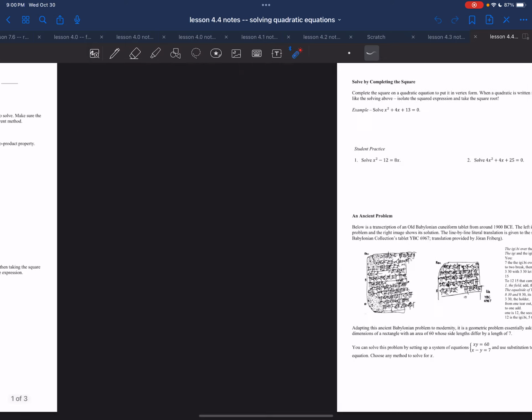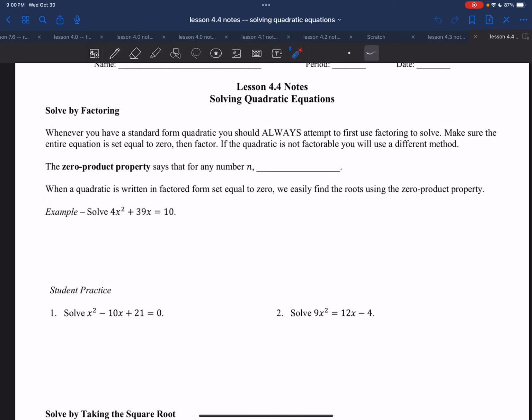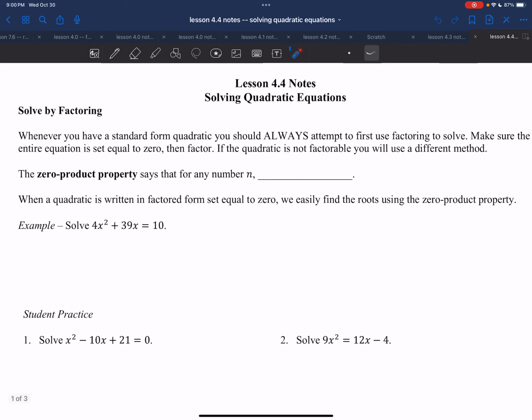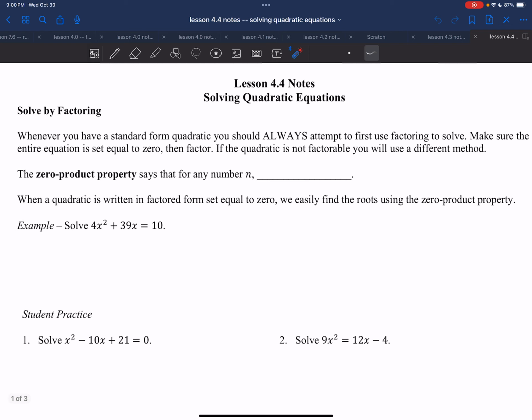Okay? So let's start here with factoring. It says, whenever you have a standard form quadratic, you should always attempt to first use factoring to solve. So make sure the entire equation is set equal to 0 and then factor. And again, if it's not factorable, you'll have to choose a different method. So here's how this works, right?